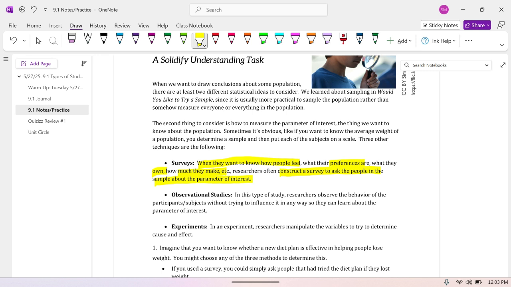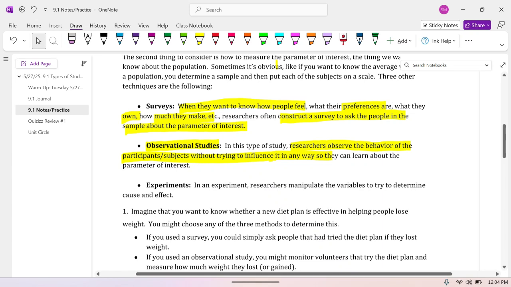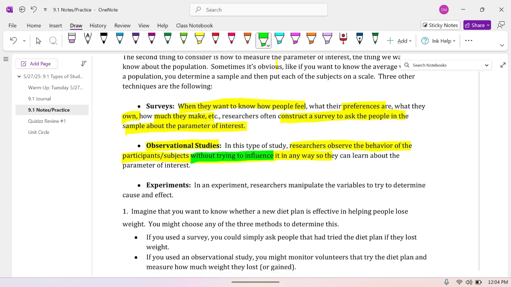So then there's observational studies. And in this type of study, researchers observe the behavior of the participants and subjects without trying to influence in any way. All right. So they're not trying to influence in any way. That's the key word here. They are not trying to influence.